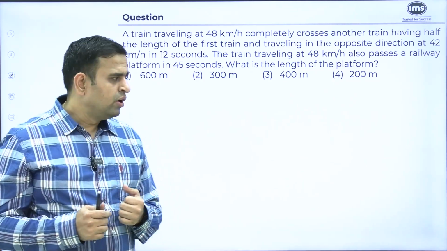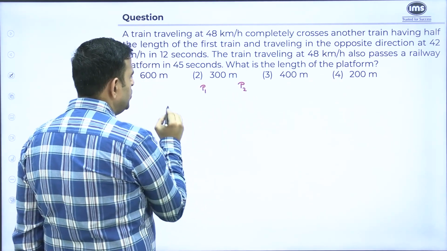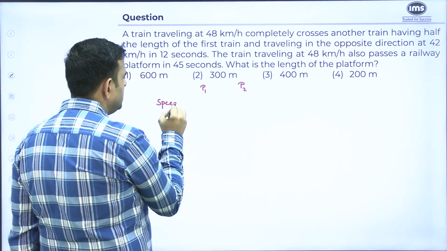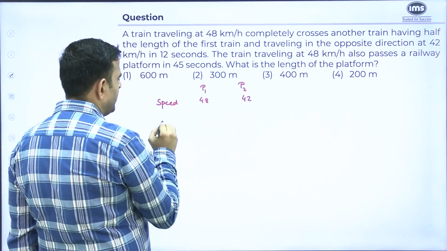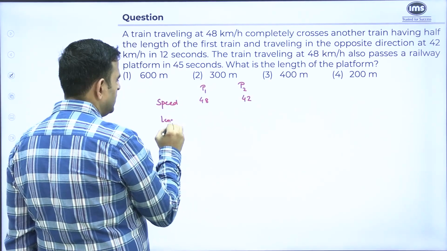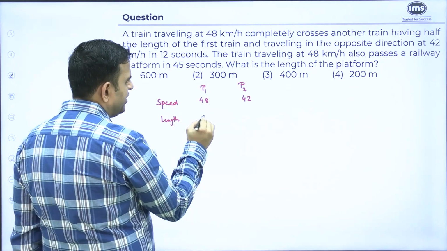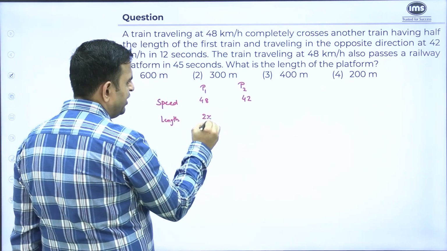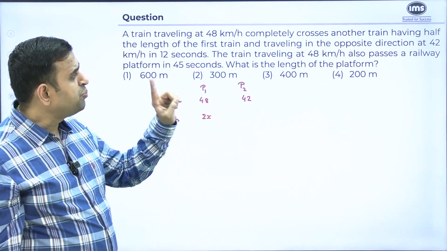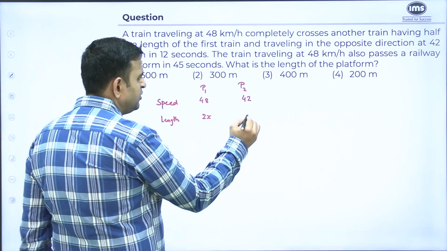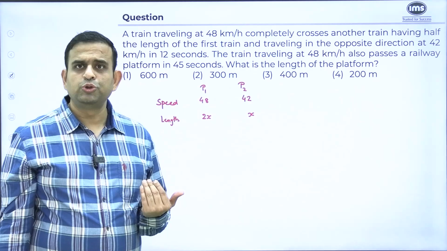So from this data, we can easily find out the length of train 1 and the length of train 2. So train number 1, train number 2, the speed is 48 for the first one and 42 for the second one. The length of the train: suppose in this particular case I take the length as 2x for the first train. Then the second one, with the speed of 42, has half its length, so it must be equal to x. And the time taken in this context happens to be 12 seconds.